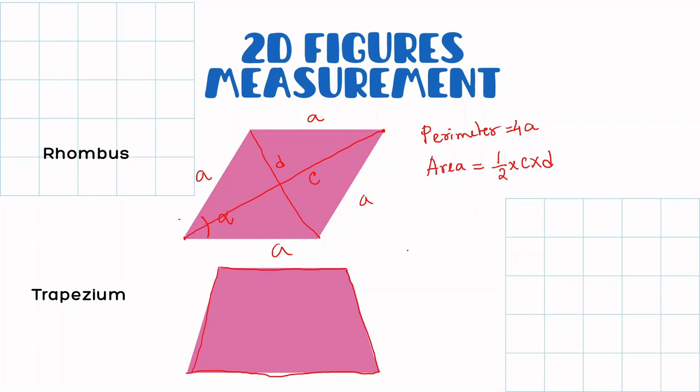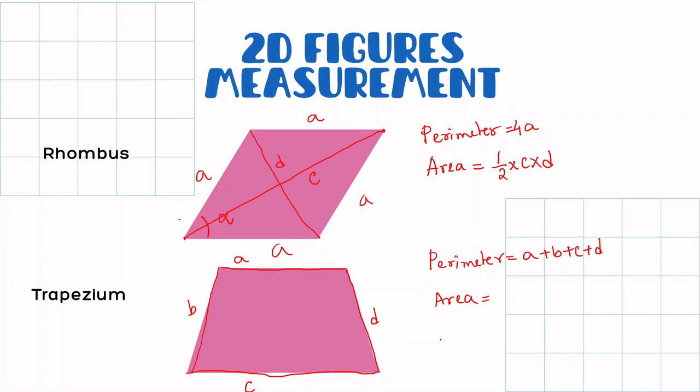each other. So in case of trapezium, what is the perimeter? Perimeter is the sum of the lengths of all four sides. So if this is A, this is B, this is C and this is D, then perimeter will be A plus B plus C plus D. And for area, you have to take some measurements.